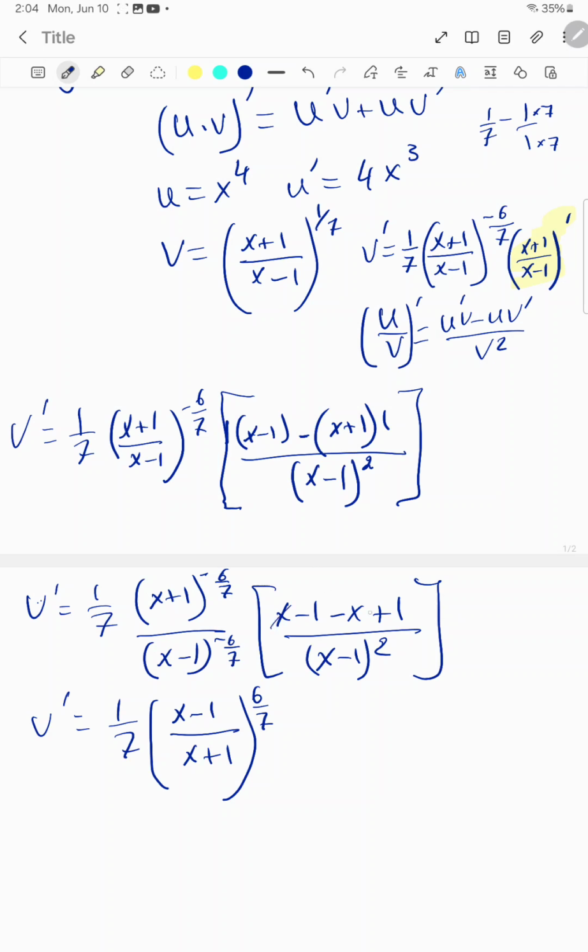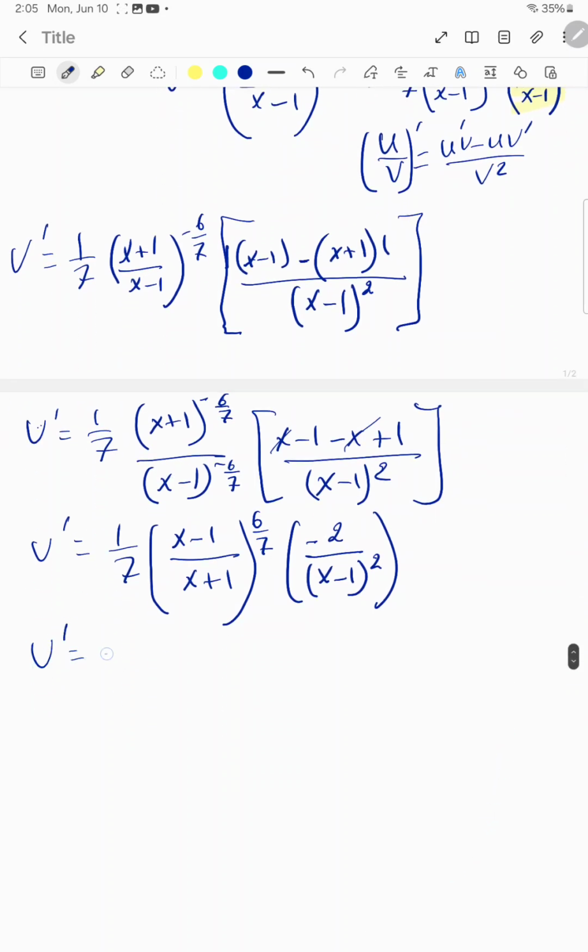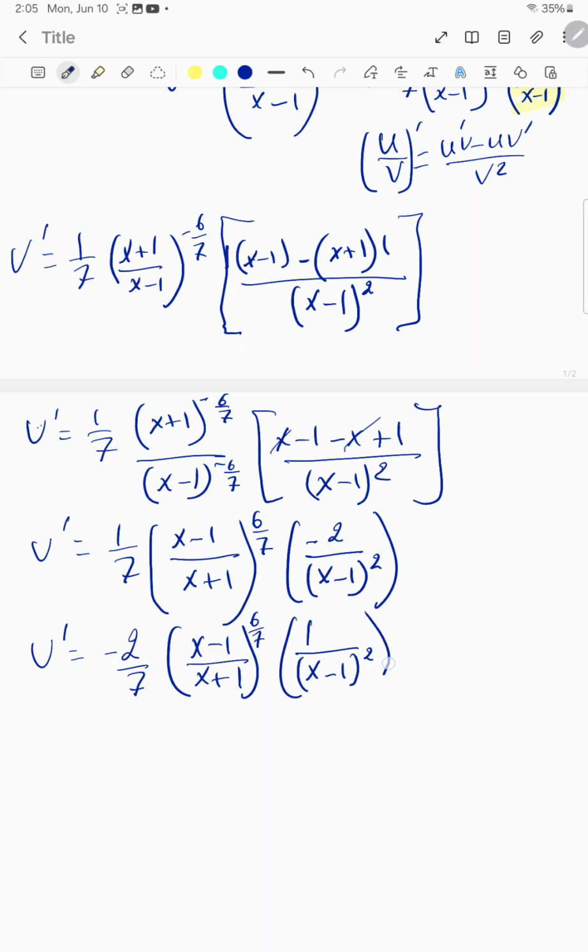And now here I have plus x minus x, it goes out, so minus 2 divided by (x minus 1) squared, and the minus 2 I can put at the beginning. So my v prime is equal to minus 2 divided by 7, (x minus 1) divided by (x plus 1) to the power of 6 divided by 7, times 1 divided by (x minus 1) squared.